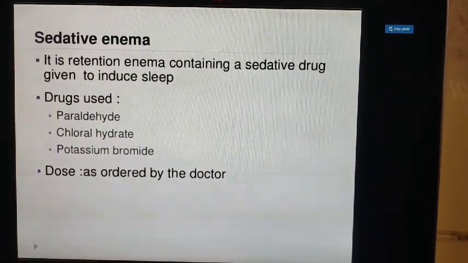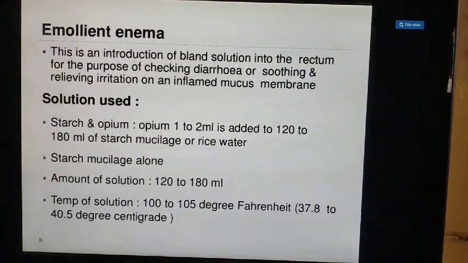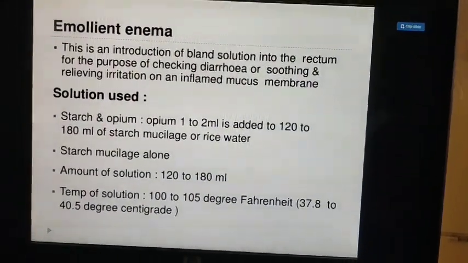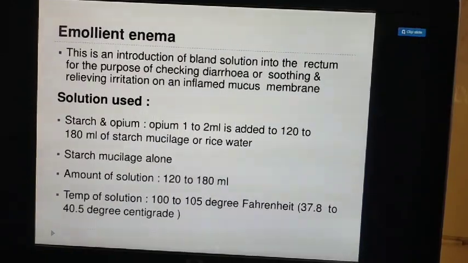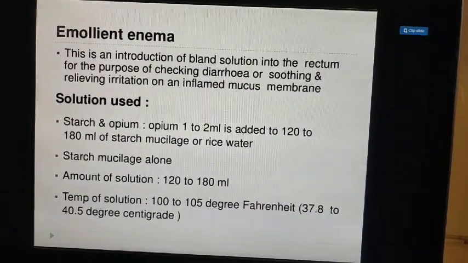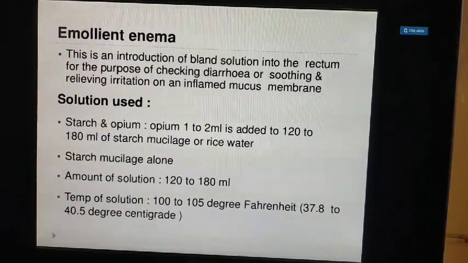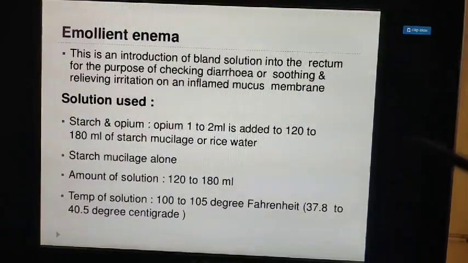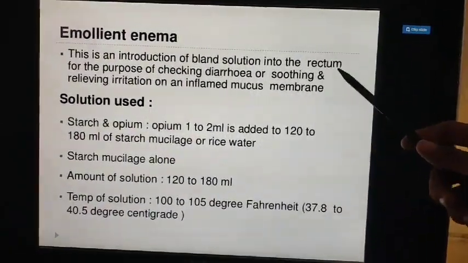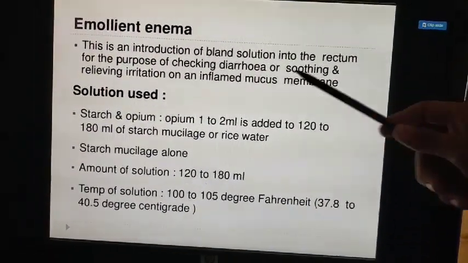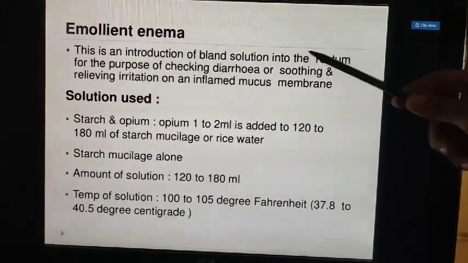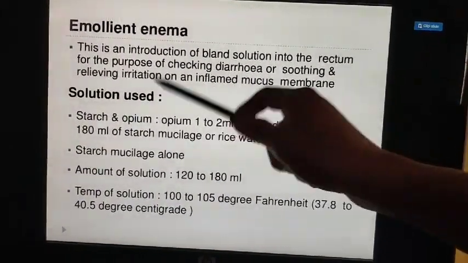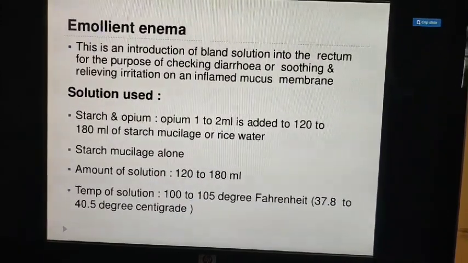Clear? Next is the emollient enema. What do we mean by emollient enema? We use Vaseline and the like for nourishment, and for the same reason, for a soothing effect, we use the emollient enema. It is the introduction of a bland solution into the rectum for the purpose of checking diarrhea, and very importantly, soothing and relieving the irritation on the inflamed mucous membrane.